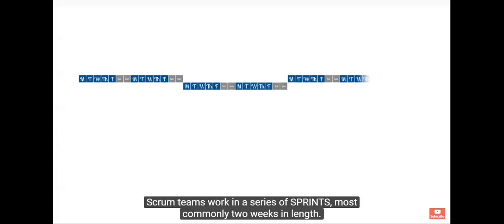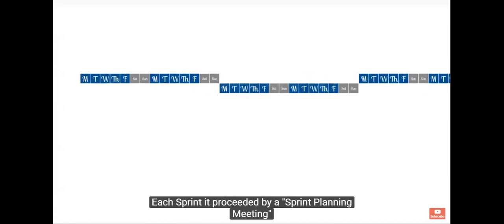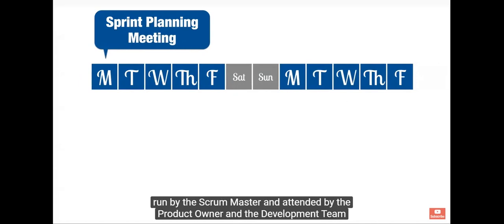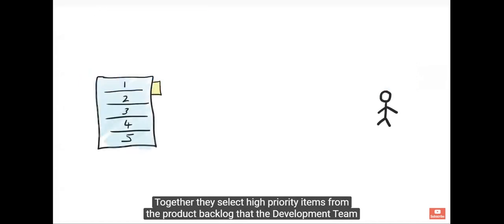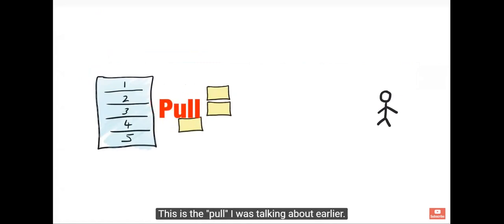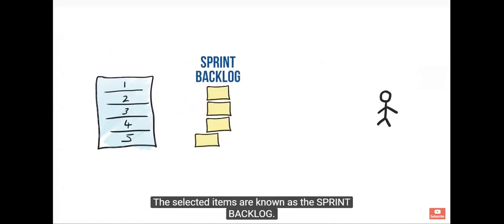Scrum teams work in a series of sprints, most commonly 2 weeks in duration. Each sprint is preceded by a sprint planning meeting run by the Scrum Master and attended by the product owner and the development team. Together, they select high priority items from the product backlog that the development team believe it can commit to delivering in a single sprint. This is the pull I was talking about earlier. The selected items are known as the sprint backlog.